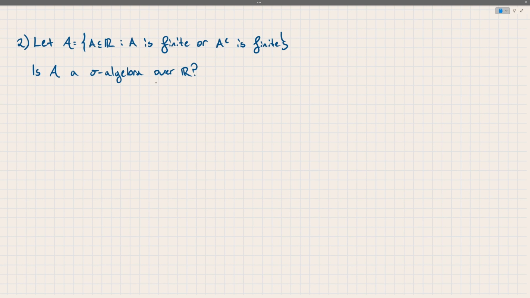Going back to the definition of sigma algebra, we need to verify three conditions. So let's test the first one. Is the empty set and R an element of A? Well, let's see. Is the empty set finite? Obviously. Okay, so the empty set is an element of A. We get that one. Is R finite? Is the real line finite? Obviously not, the real line is uncountable. Now, is its complement finite? Well, the complement of R in R is the empty set, which is finite. So this one's true.